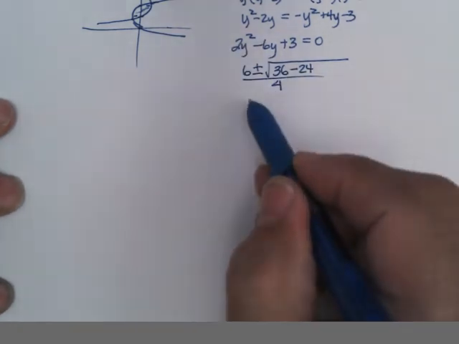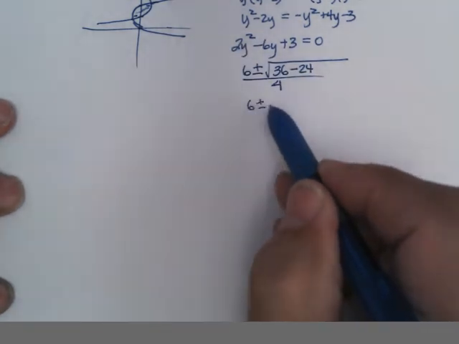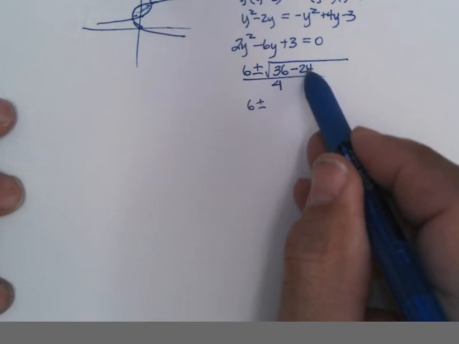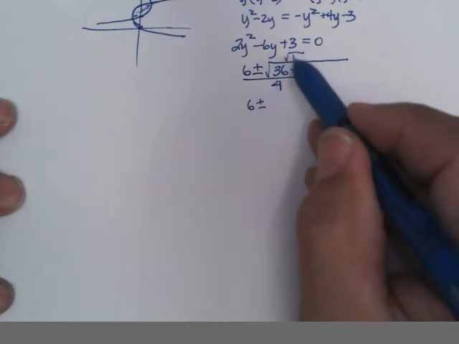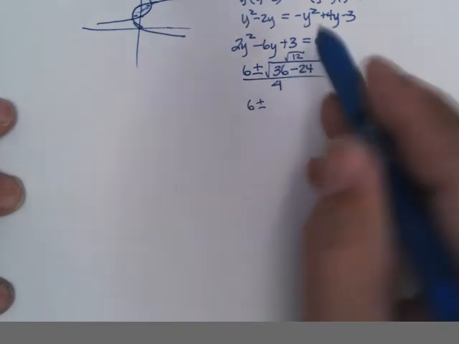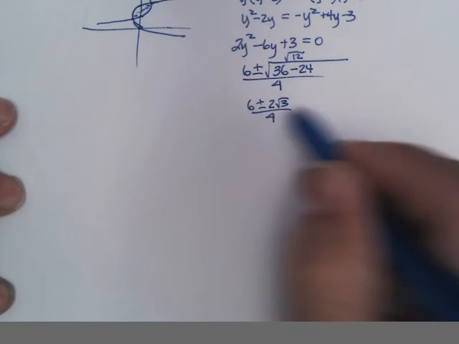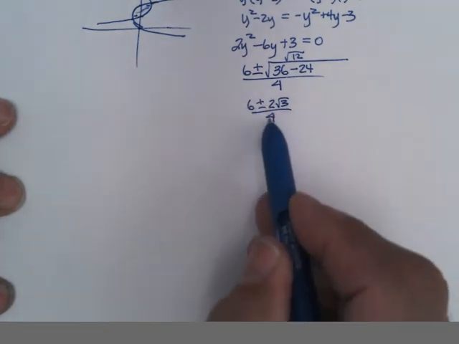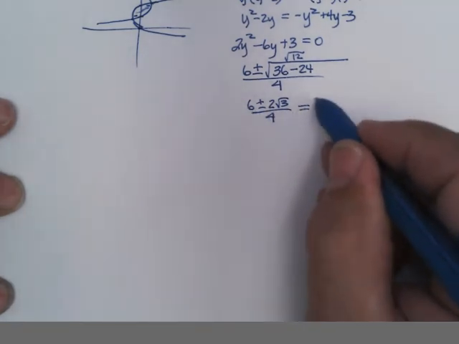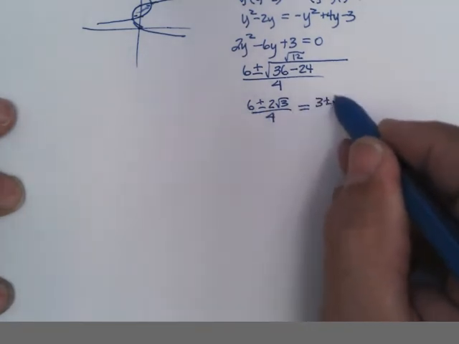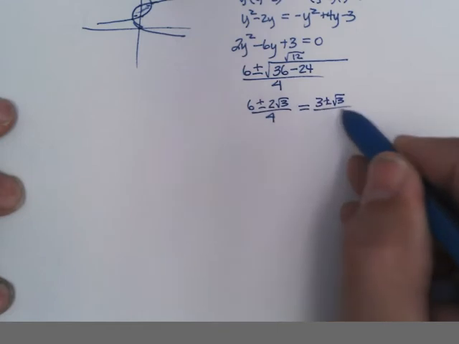And so I have 6 plus or minus the square root of 12. Square root of 12 has a 4 and a 3, so that's 2 square roots of 3 over 4. I can factor a 2 out of the denominator and reduce this to 3 plus or minus the square root of 3 over 2.